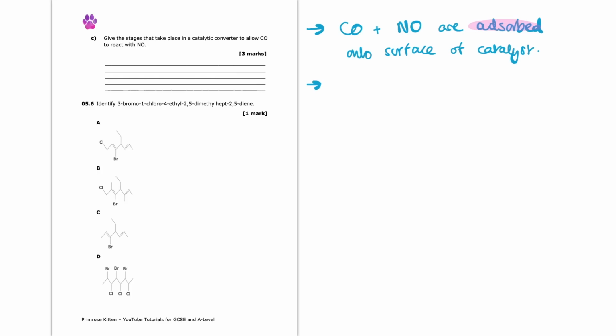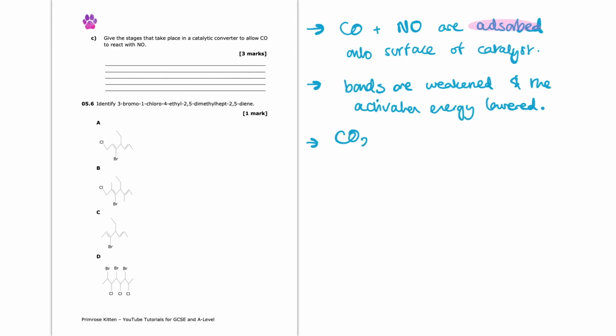So the next bullet point to state is that we get a weakening of the bonds, which lowers the activation energy. So bonds are weakened and the activation energy is lowered. Finally, the final marking point here is that the 2 products that we make during this reaction, the carbon dioxide and the nitrogen, desorb. So another really important word there, desorb from the surface. Not adsorb, not absorb, they desorb, meaning unstick from the surface and go out into the atmosphere.